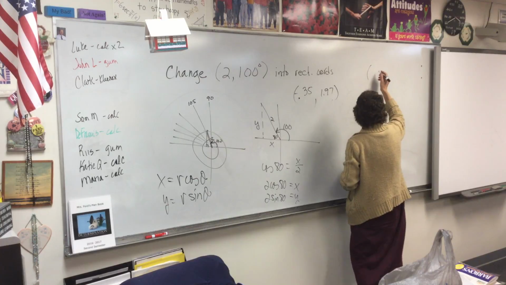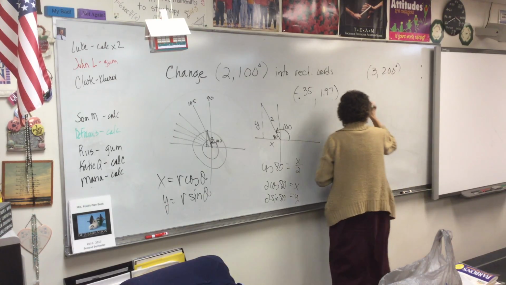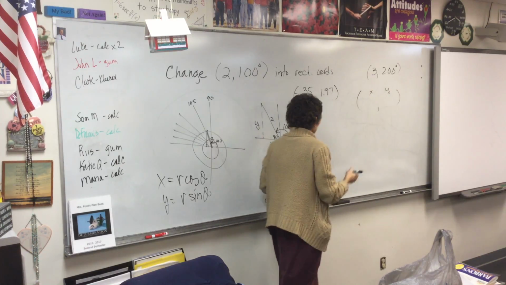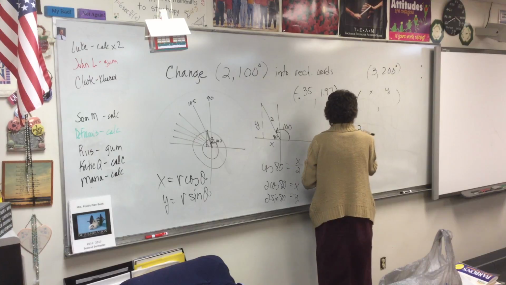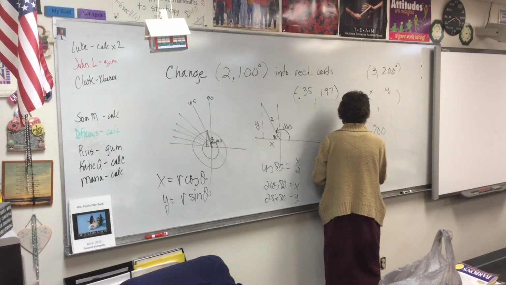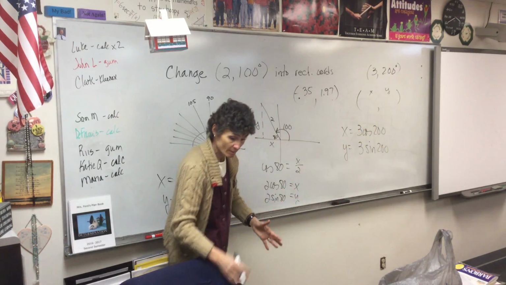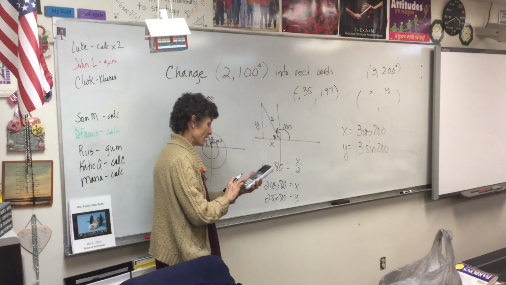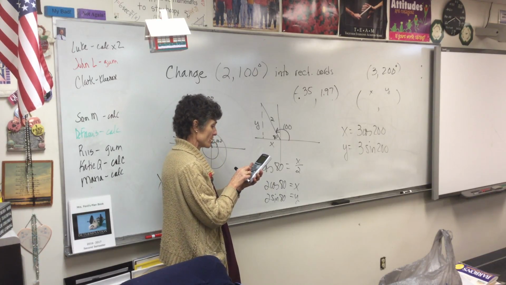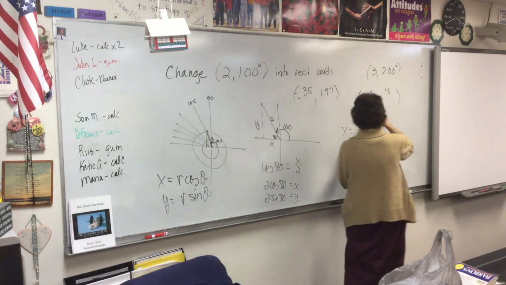So if our point was 3, 200, and your job was to find the X and the Y, X is going to be 3 cosine 200, and Y is going to be 3 sine 200. That's it. Type it in, that's your answer. You don't have to draw it, you don't have to find a reference angle, you don't have to change signs, you don't have to do anything but press buttons.